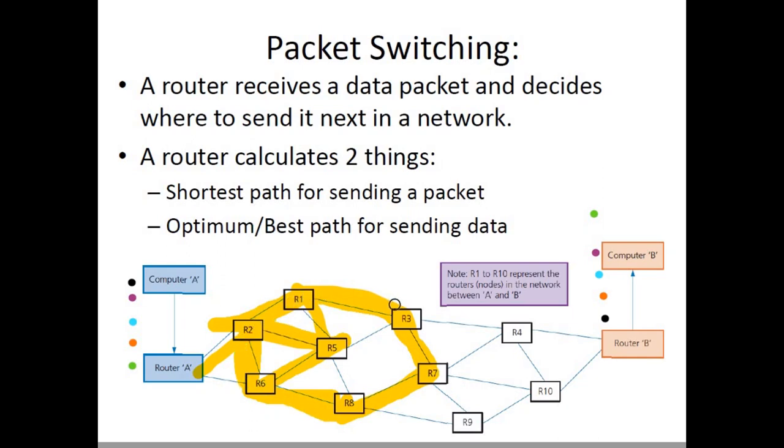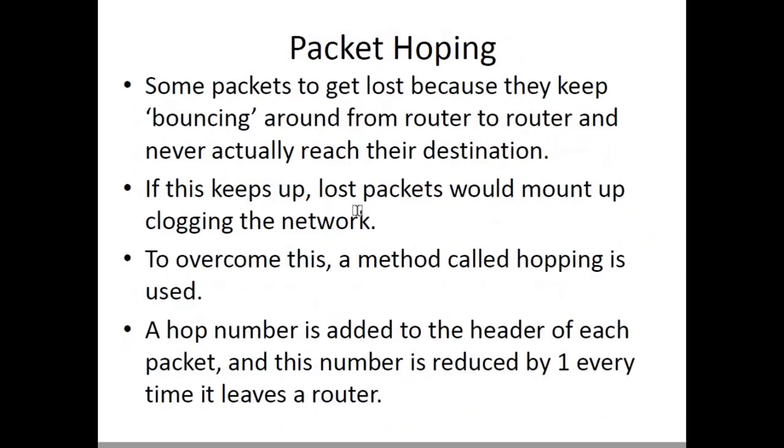See, the packet is basically moving in a circle because each router independently decides on which path to send the packet. So sometimes the packets are stuck in a loop or a circle. Instead of reaching the destination, they keep on moving at the same place or between a few routers. So in order to prevent that, if this keeps up, lost packets would mount up, clogging the network.